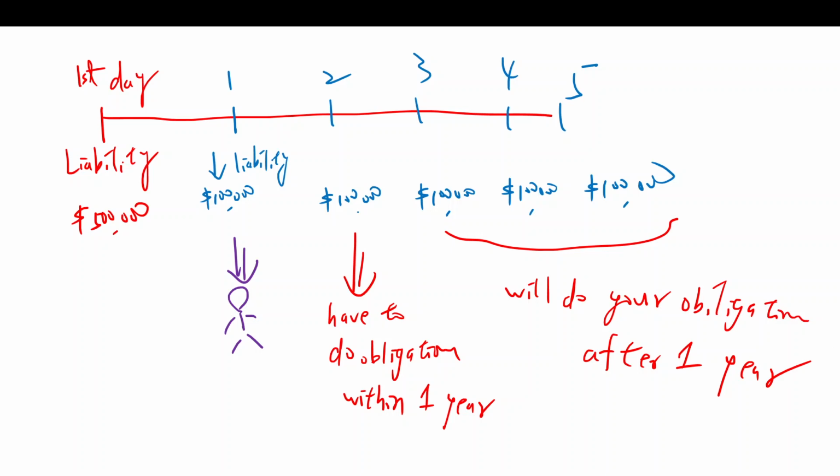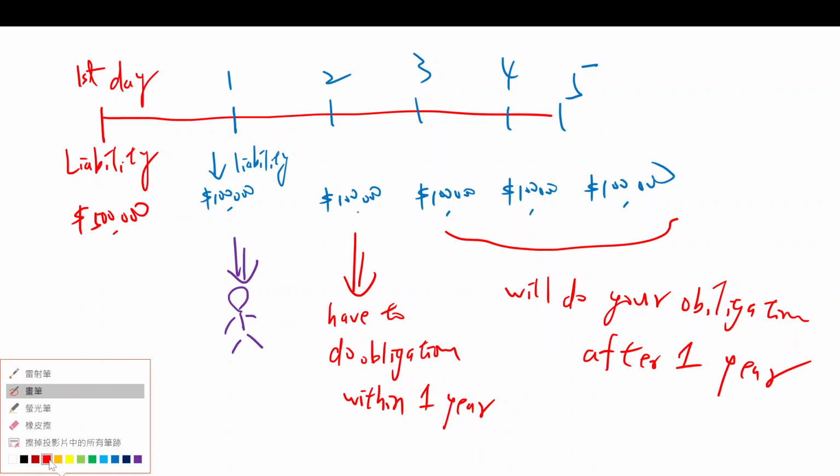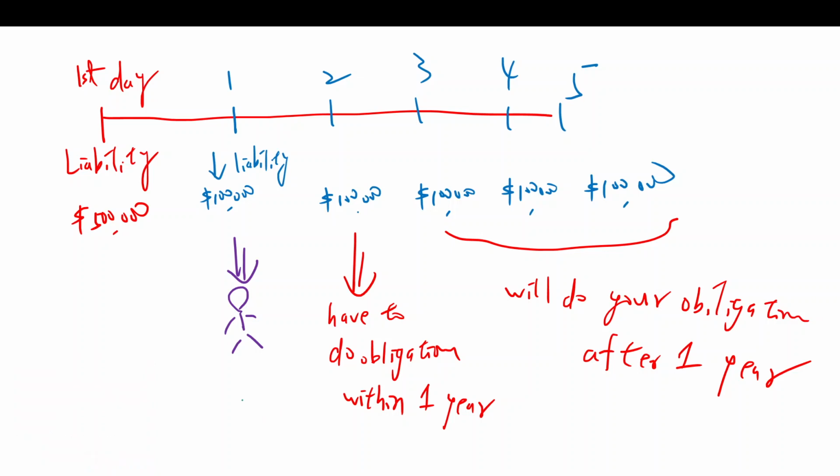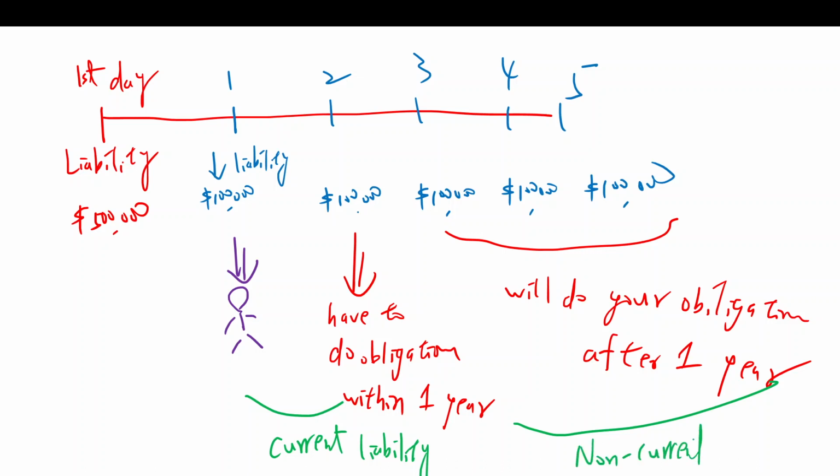First one is your current liability, right? Because you have to do it within 1 year. So this is your current liability. The others, more than 1 year, is your non-current liability. Okay? Any questions?